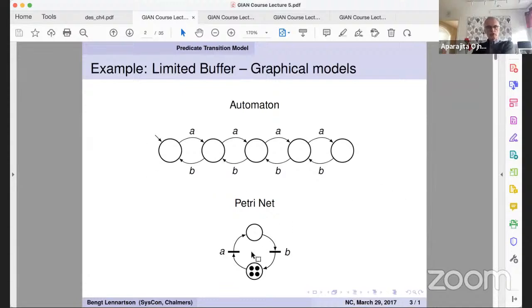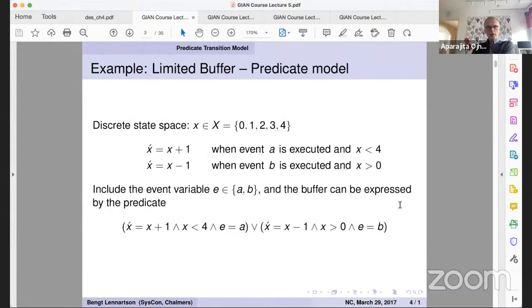So I showed you this model, the automaton and the Petri net, and both of them can be described by this type of predicates. The predicate down here, the first one, says that when the event A happens, and if there are less than 4 elements in the buffer, you can add one more element. And you can remove one element if the current value is greater than 0, and if the event B is happening. This was something I showed you in the start of the course. And now I just repeat this and show how this can be used for instance with Petri nets with shared variables.